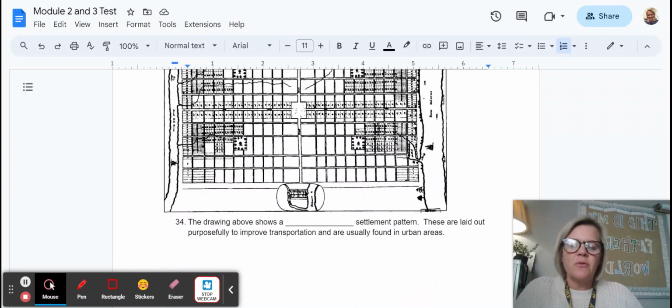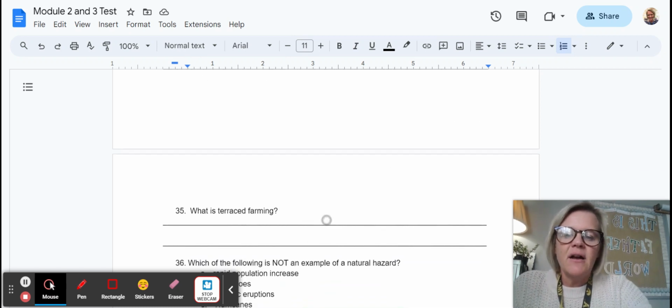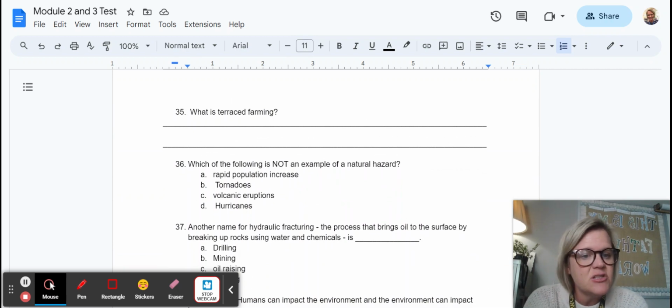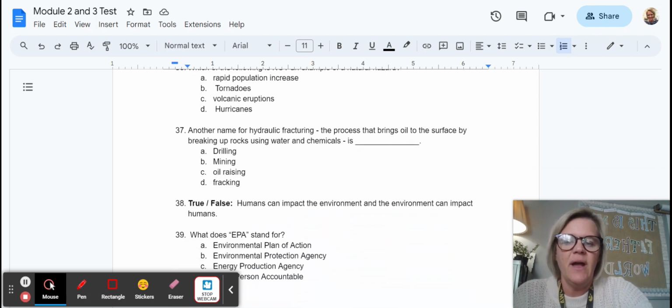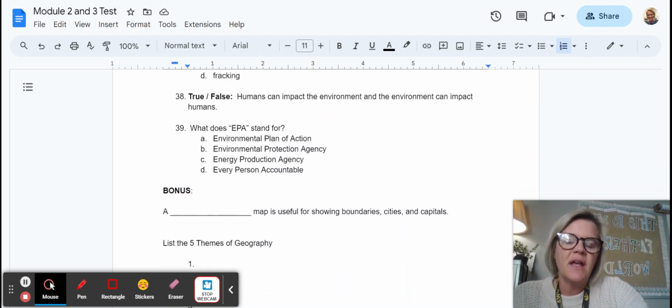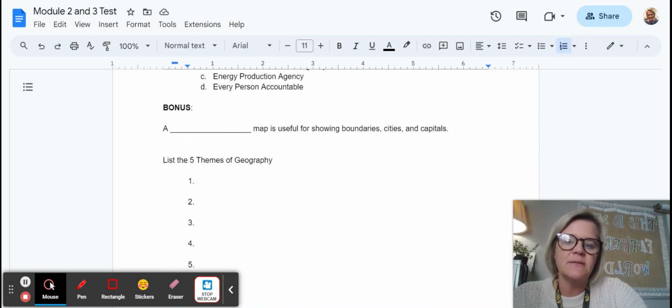Same thing for number 34. This drawing shows a blank settlement pattern. These are laid out purposely for transportation reasons in urban areas. All right. What's terrace farming? That has lines behind it, so make sure you write in complete sentences. And then you have multiple choices, another true, false, and then you end with a multiple choice.